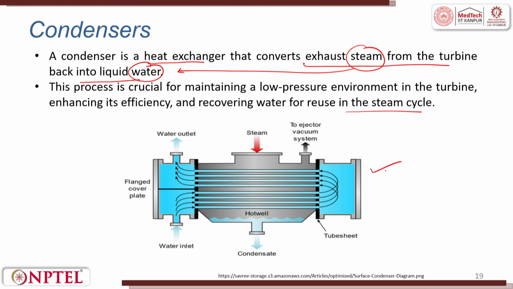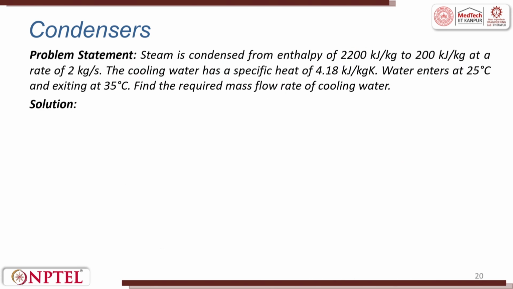Condenser mechanism you have already talked about. I will just come to the problem statement directly. The calculations are very similar to what we have done for the heat exchanger and the boilers as well. Here the problem says steam is condensed from enthalpy of 2200 kilojoules per kg to 200 kilojoules per kg at a rate of 2 kg per second. Cooling water has a specific heat of 4.18 kilojoules per kg Kelvin, water enters at 25 degrees centigrade and it exits at 35 degrees centigrade. Find the required mass flow rate of cooling water.